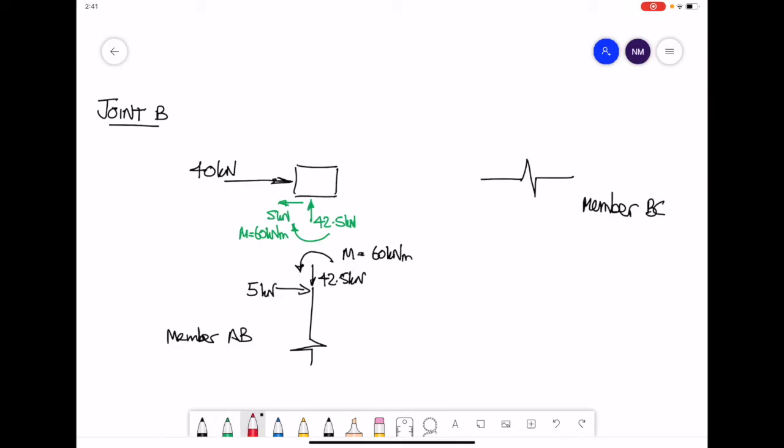Looking at the horizontal forces, 40 kilonewtons to the right, 5 kilonewtons to the left. For our joint to be in equilibrium, we must have 35 kilonewtons going to the left. Vertically, we have 42.5 going upwards. To balance that force, we must have 42.5 going down. For the moments, we have a clockwise 60. To balance the forces at the joint, we must have an anti-clockwise 60.